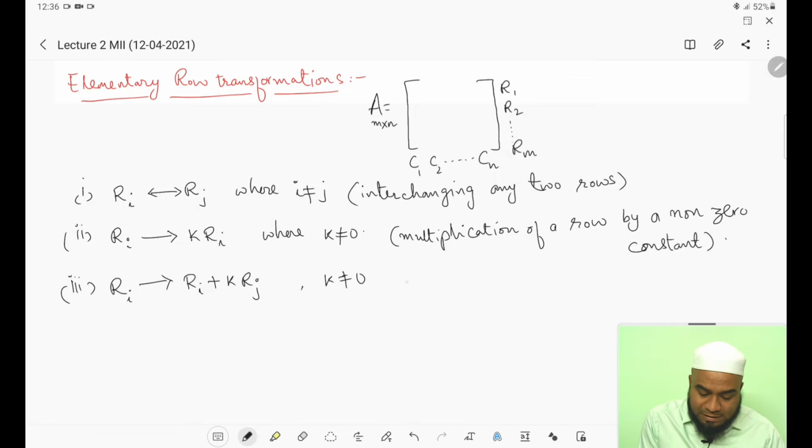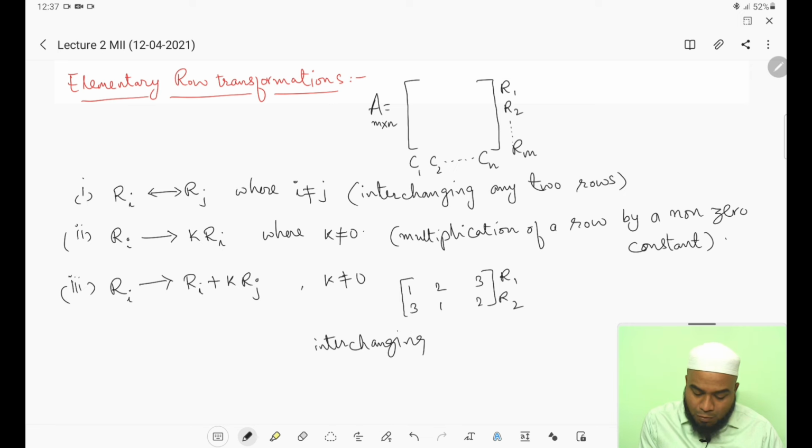For example, consider one matrix like 1 2 3, 3 1 2. Suppose this is the matrix, this is row 1, this is row 2. The first elementary row operation is we can interchange these two rows. Interchanging the rows, what we will get is 3 1 2, the second row will become first and the first row will become second, right? This is the first elementary operation.